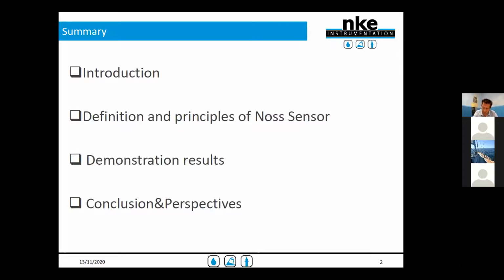And then I will move on to the results of several demonstrations on floats and on a carousel CTD performed with the NOSE sensor. For the objective of the demonstration, I will show you what our NOSE sensor can bring to the community of oceanographers, in addition to current or existing sensors. And I will end with some conclusions for improving the performance of the NOSE sensor in the marine environment.